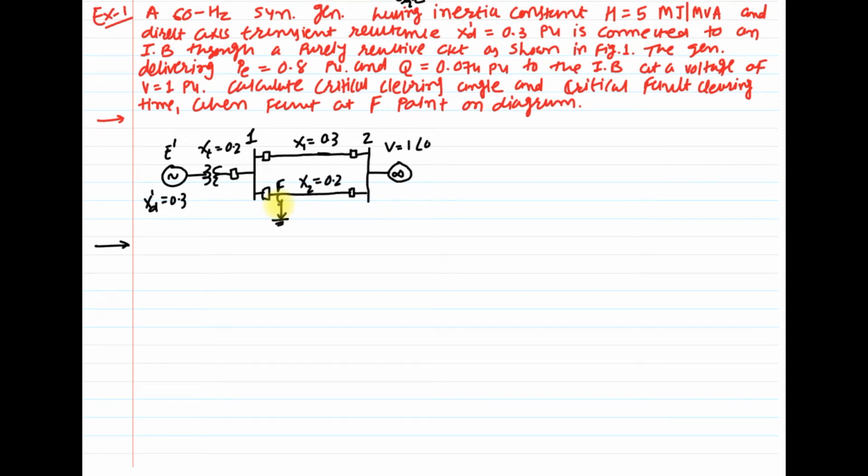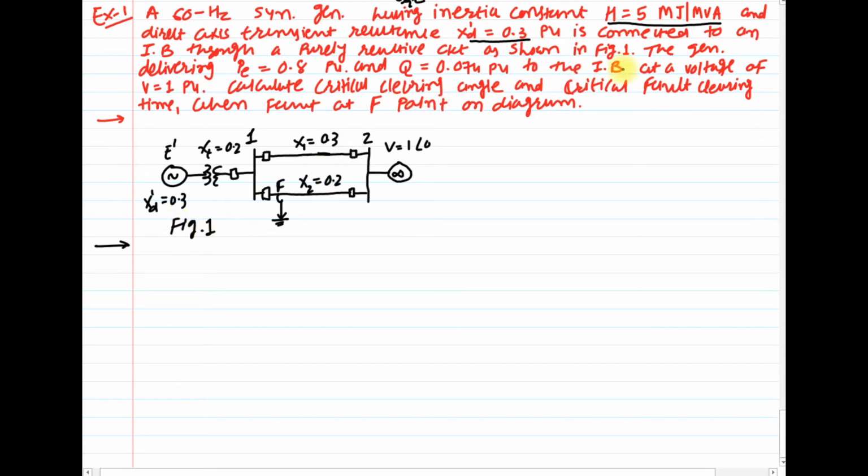Hello students, in this session we will calculate the example based on the transient stability analysis using equal area criteria. So let us understand the statement of the example. It is given that a 60 Hz synchronous generator having inertia constant H equal to 5 megajoule per MVA and Xd dash equal to 0.3 per unit is connected to the infinite bus through a purely reactive circuit as shown in figure number 1.